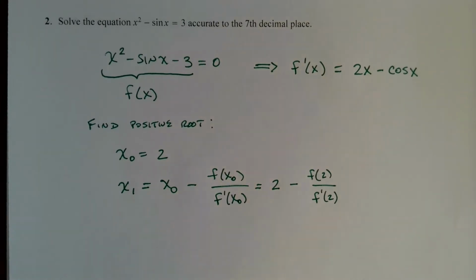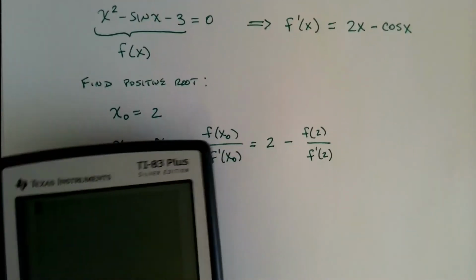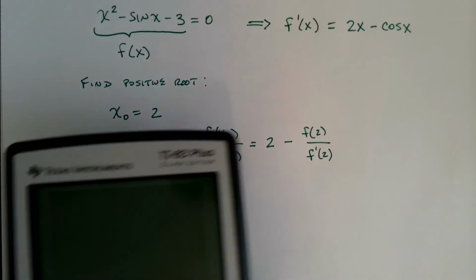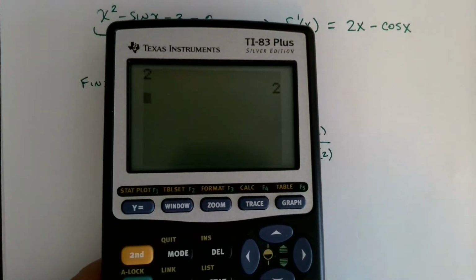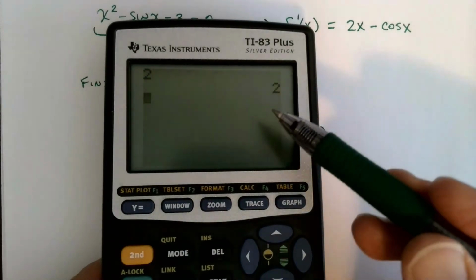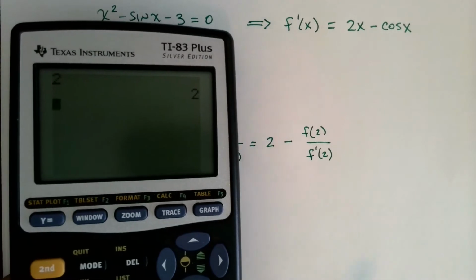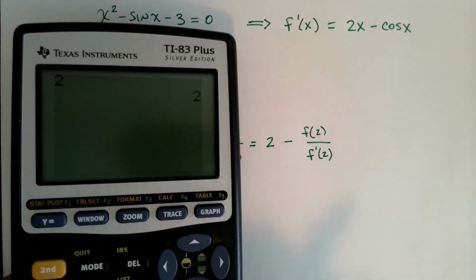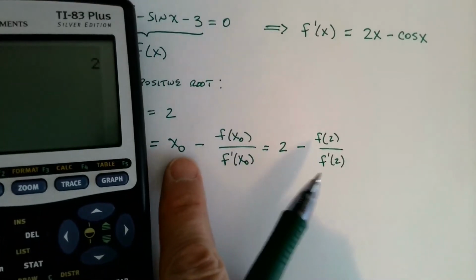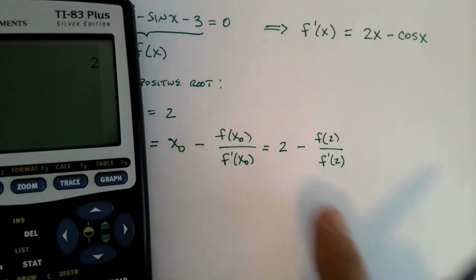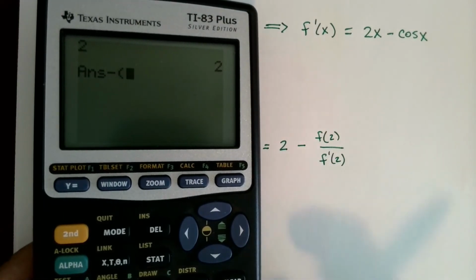So let's go here, and the way we start is with that initial guess. Initial guess x of 0 is 2. So I just hit in 2 and hit enter. Of course I get 2 back. The point is I'm storing 2 into the answer field. Now what I want to do is, everywhere I have x of 0, I'm plugging in answer. Answer minus, in parentheses, f of answer.